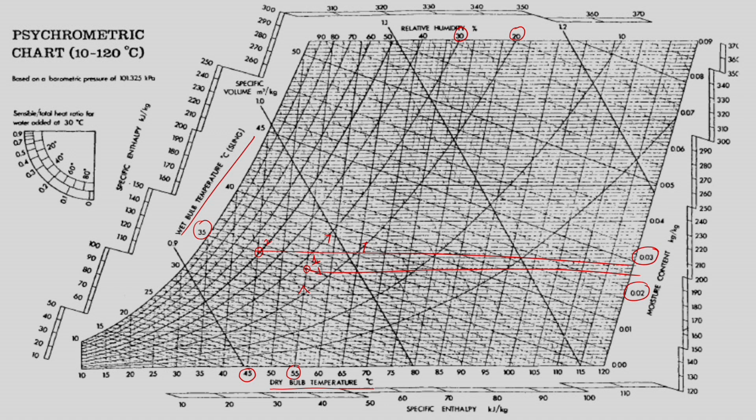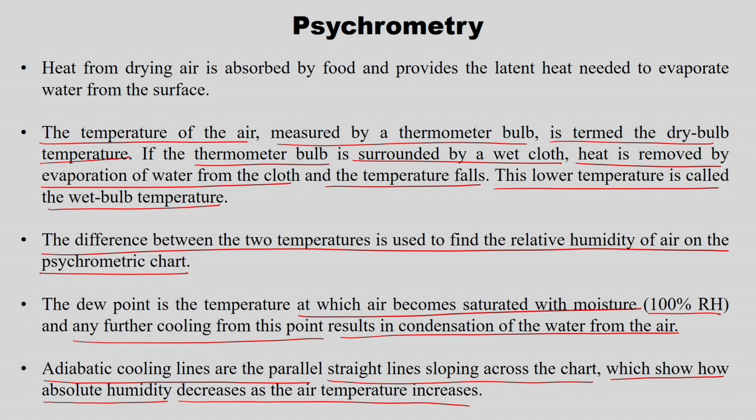So, if you see the difference, point 1 is at 55 degree dry bulb temperature and wet bulb temperature of 35, and I am just reducing my dry bulb temperature from 55 to 45. So, that gives me point 2. If you extend that line, what you get is between 0.03 and 0.02. So, point 1 is here and point 2 is here. The difference between them will give me the moisture content. That is what it is told.